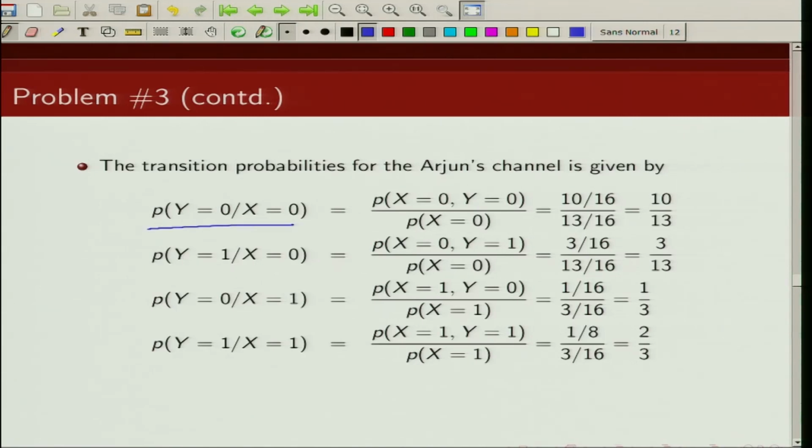Next, we compute these transition probabilities for Arjun's channel. So probability of y given x equal to 0 can be written as probability of x equal to 0, y equal to 0 divided by probability of x equal to 0, and that is given by 10 by 13. Similarly, probability of y equal to 1 given x equal to 0 can be written as probability of x equal to 0 and y equal to 1 divided by probability of x equal to 0, that is 3 by 13. And similarly, we compute the probability of y being 0 given x equal to 1, that comes out to be 1 by 3, and probability of y being 1 given x equals 1 comes out to be 2 by 3.